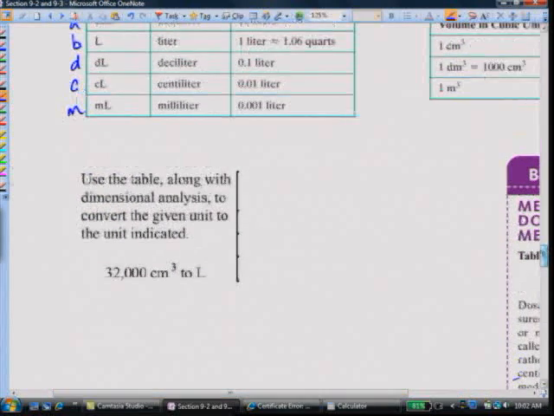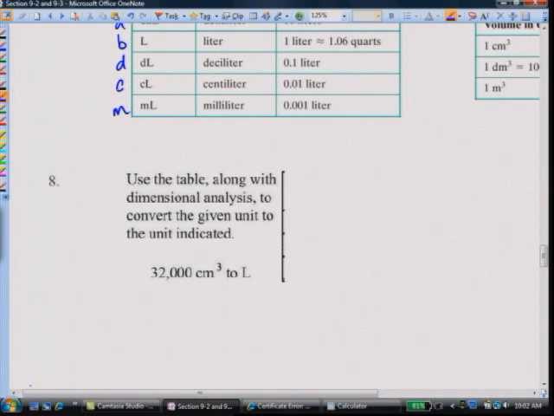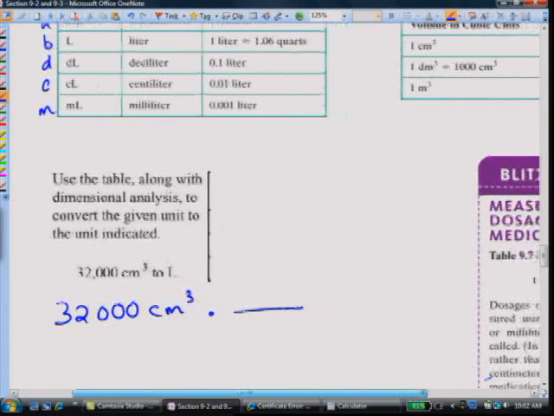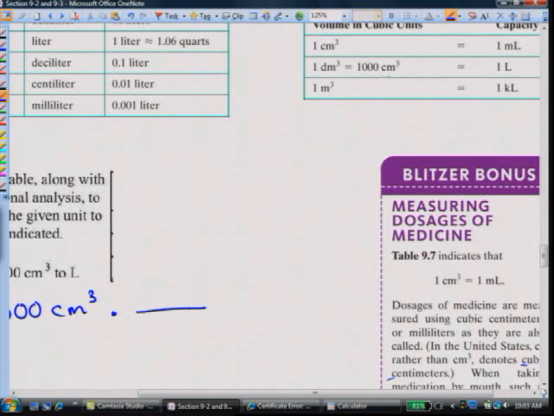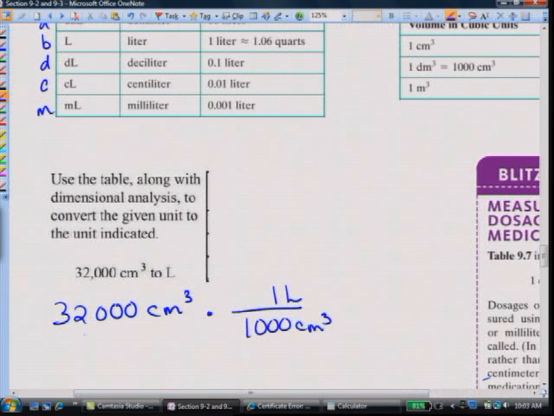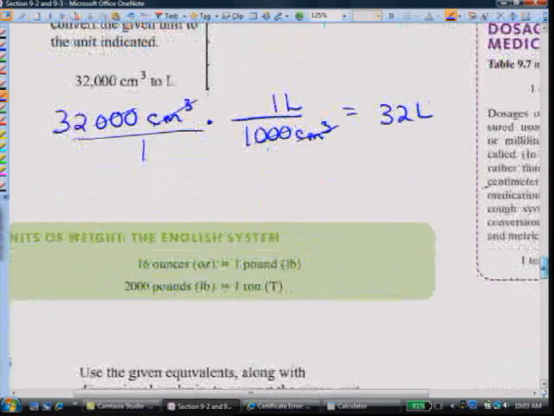Okay, so let me go back to this one, and it says, use a table along with dimensional analysis to convert the given unit to the indicated unit. So we have 32,000 cubic centimeters, and we want to go to liters. So we go over here and we see that 1,000 cubic centimeters is 1 liter. So if we want to get to liters, we need 1,000 cubic centimeters on the bottom there, so I'm going to cancel. And when you divide by powers of 10, we can actually just cancel these 3 zeros with these 3, and so we get 32 liters. All right, that's fun.